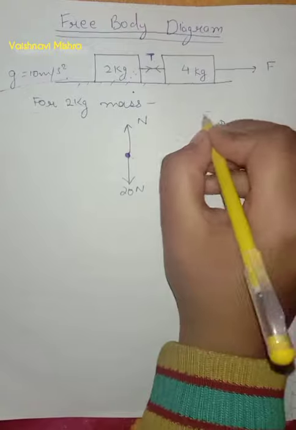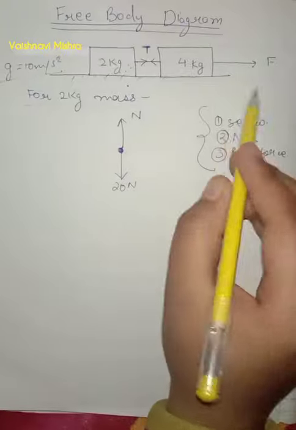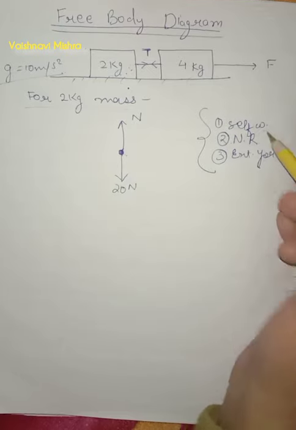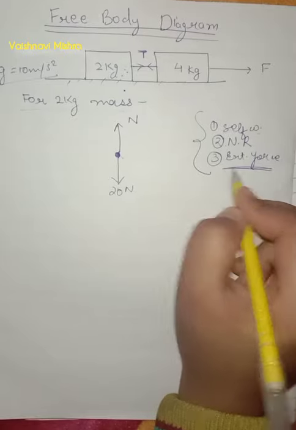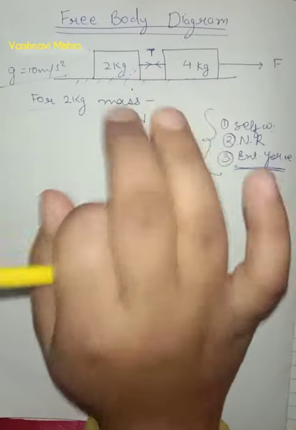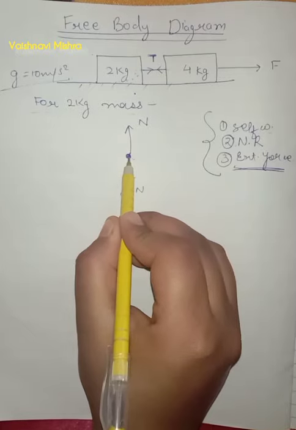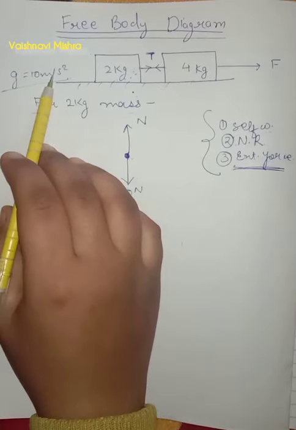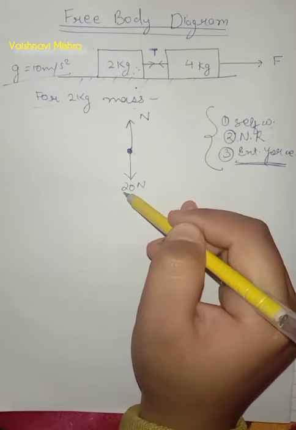We have to keep these three things in mind. What are the forces which act on the body? Firstly the self weight, secondly the normal reaction if the body is in contact with a surface, and thirdly the external forces which act on the body. You have to keep just these three things in mind. Now for drawing the free body diagram of this body, we have centered its mass in this point object. The self weight is 20 Newton, because I have taken g equal to 10 meter per second square for convenience. So this is the self weight acting downwards.